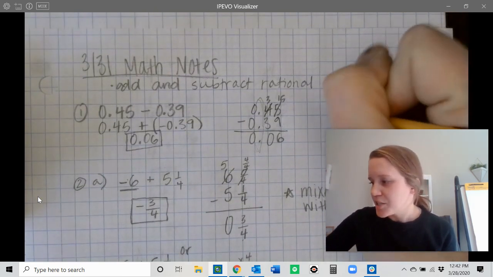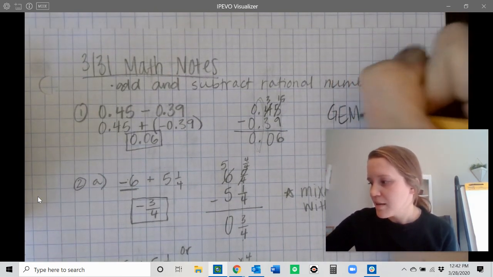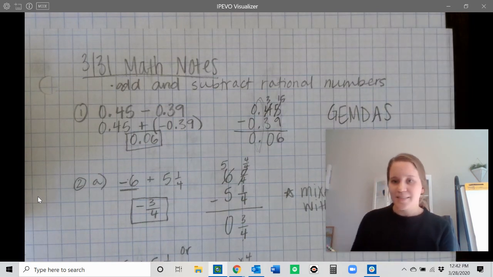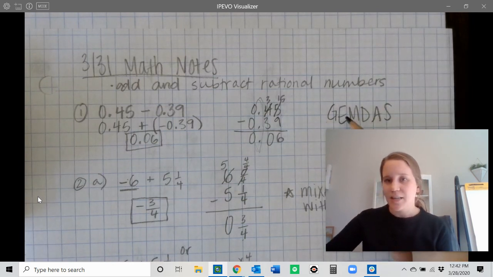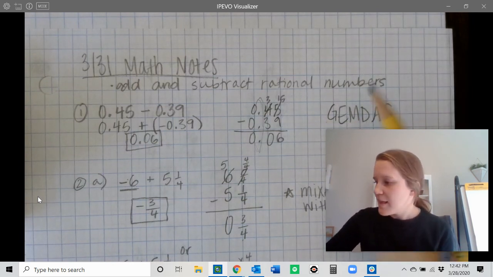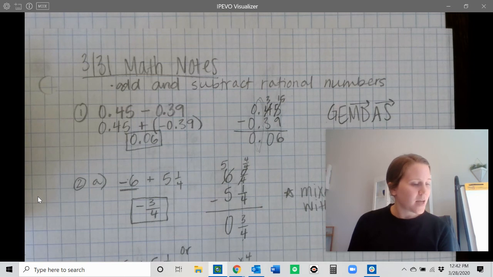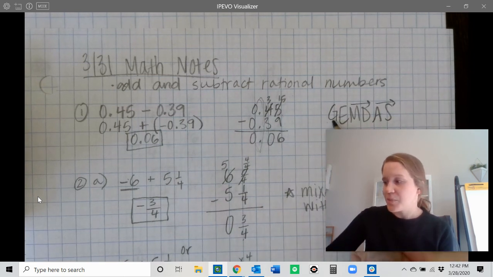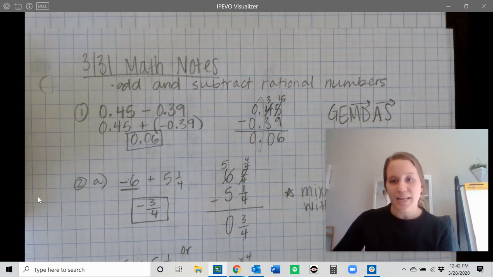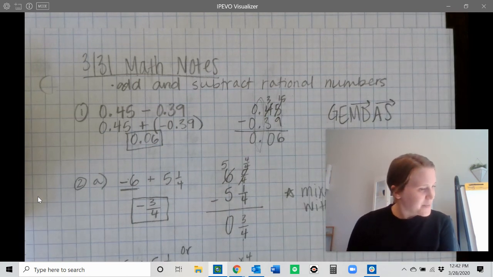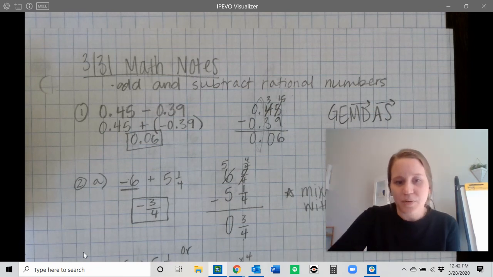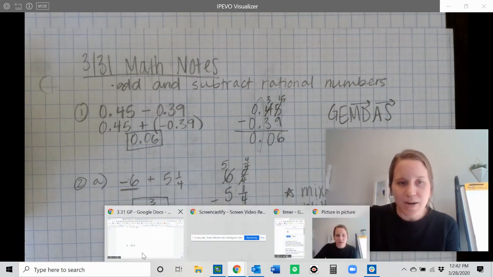The order of operations, remember, we can represent with GEMDAS: grouping symbols first, then exponents, then any multiplication and division from left to right, then any addition and subtraction from left to right. Okay. You'll see that on your independent practice today, so just make sure grouping symbols you do before you do anything else.